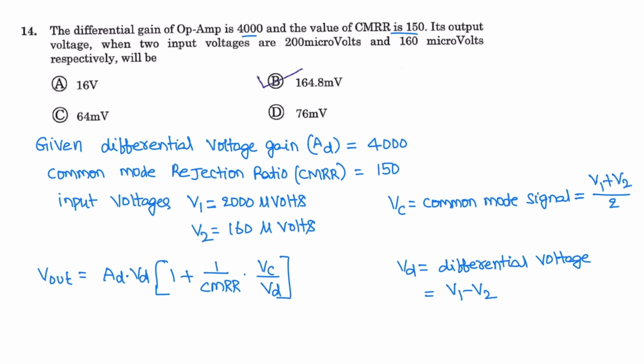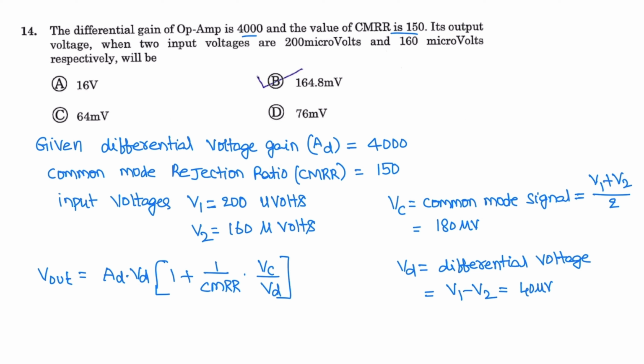So from this we can calculate the differential voltage, that is difference between two voltages. Differential voltage is V1 minus V2, that is 200 minus 160, 40 microvolts, and the common mode voltage is (V1 plus V2) by 2, 200 plus 160 by 2, that is 360 by 2, 180 microvolts. Common mode voltage is 180 microvolts and differential voltage is 40 microvolts. Now the output voltage.